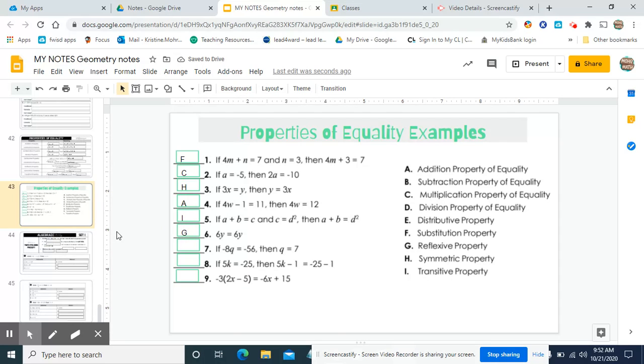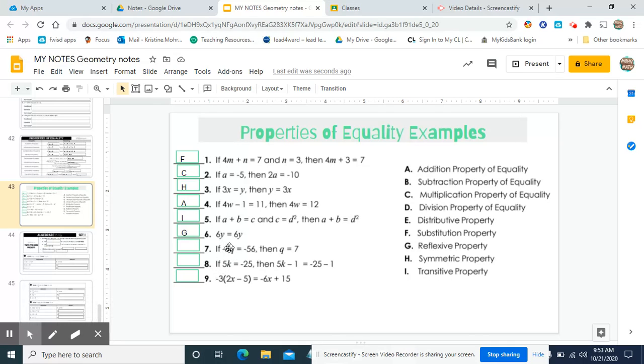All right, number 7. If -8 times Q equals -56, then Q equals 7. So we have -8 times Q. Okay, I'm sorry, I don't remember where I left off. There was an announcement, so I paused.